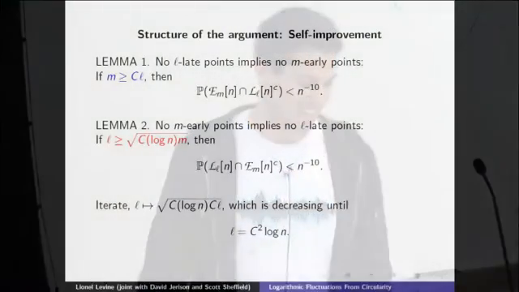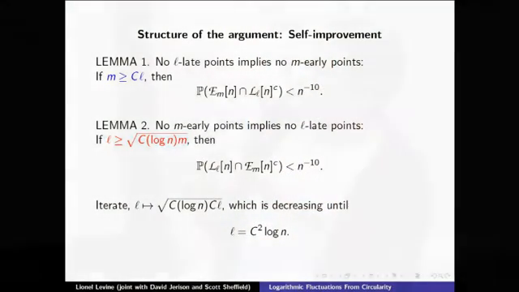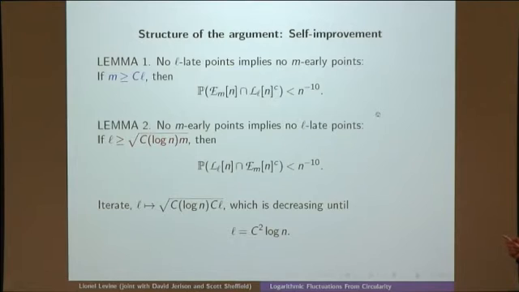Here's the overall structure of the argument with this bootstrapping self-improvement step. There are two lemmas, and they're almost symmetric. One is that if there are no L late points, and m is bigger than a large constant times L, then with high probability there are no m early points. The other one is the other way around. If there are no m early points, then with high probability there are no L late points.